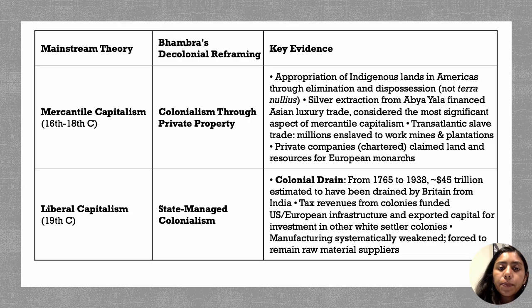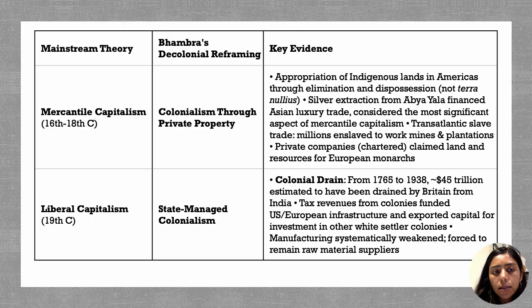Second, according to Bhambra, liberal capitalism wasn't just expanding free markets, or as is sometimes referred to in political economy, quote, economic internationalism. It was state managed colonialism. Britain extracted massive wealth through what's popularly called, quote, colonial drain. For example, by 1856, the British East India Company was taking 3.5 million pounds annually from India alone. That's 350 million pounds in contemporary money. Under direct British rule from 1858 to 1947, the estimated figure is around 2.5 billion to 3.2 billion pounds annually, making the total estimate about 45 trillion US dollars as per Patnaik's estimates in 2017.